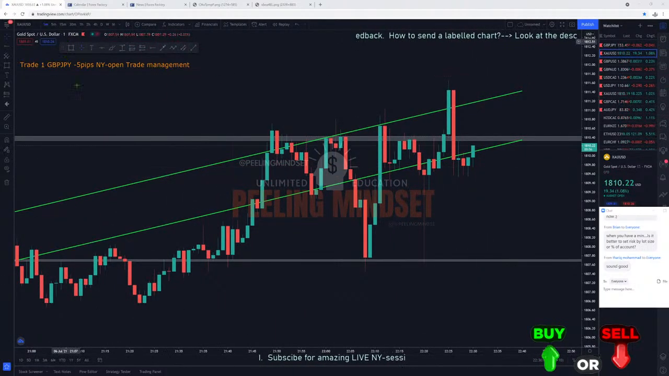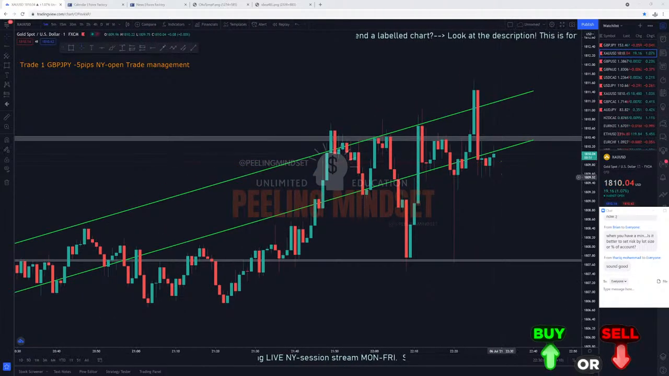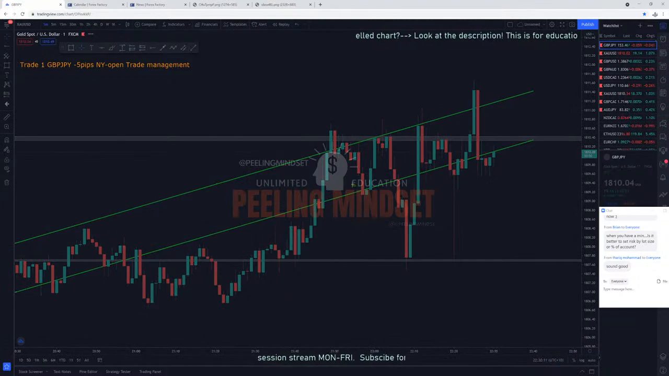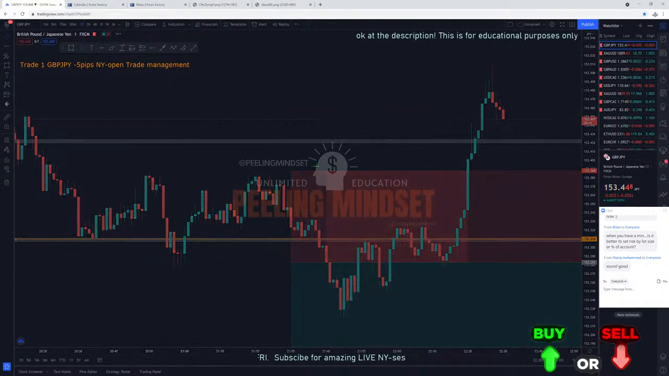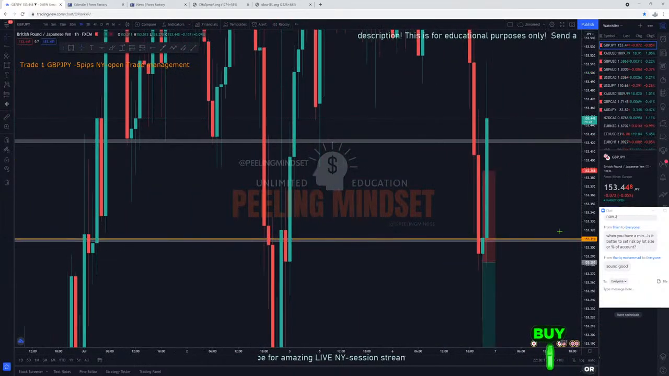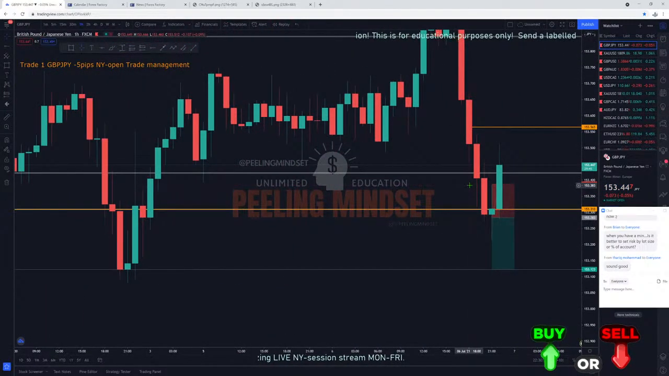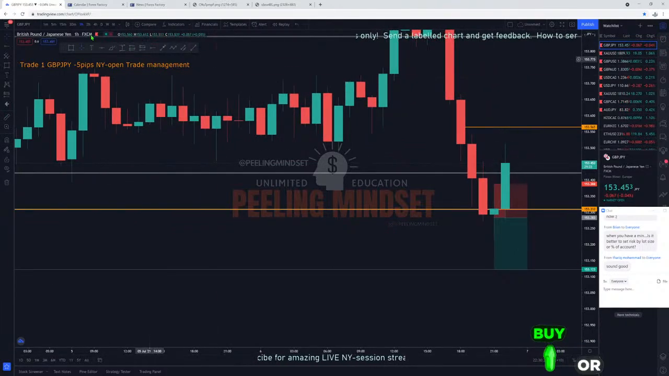Gold is ranging. Pound yen pushed up so heavy. Look at the way pound yen pushed up, man. That was crazy. A lot of people who took trades around here probably got flushed out by the market.